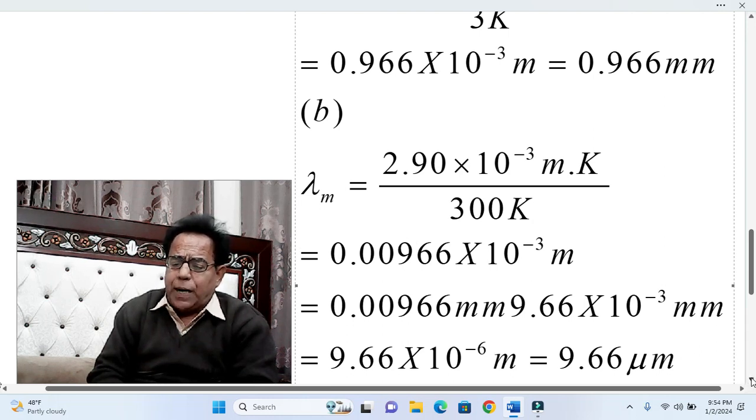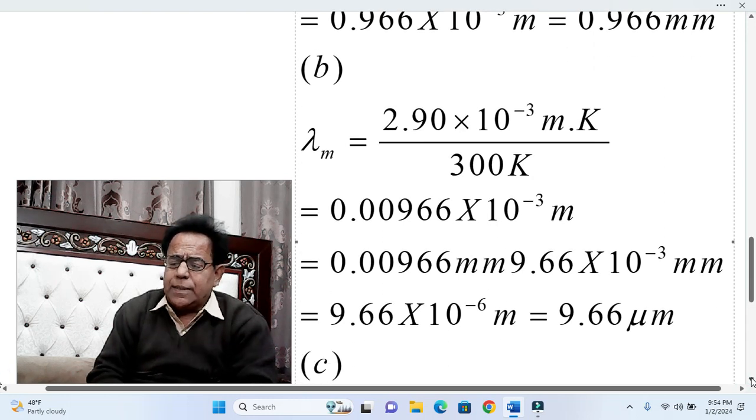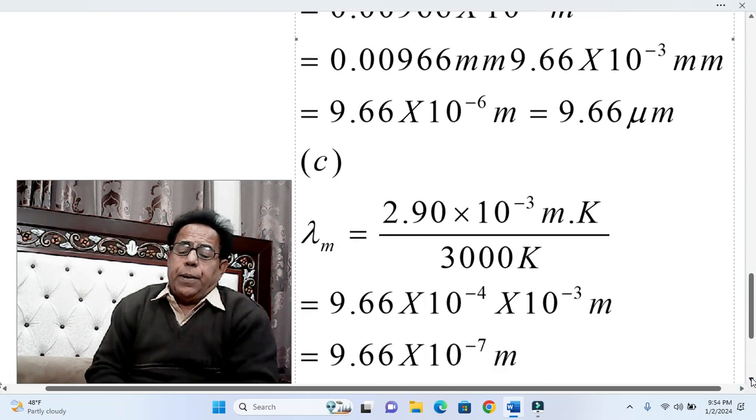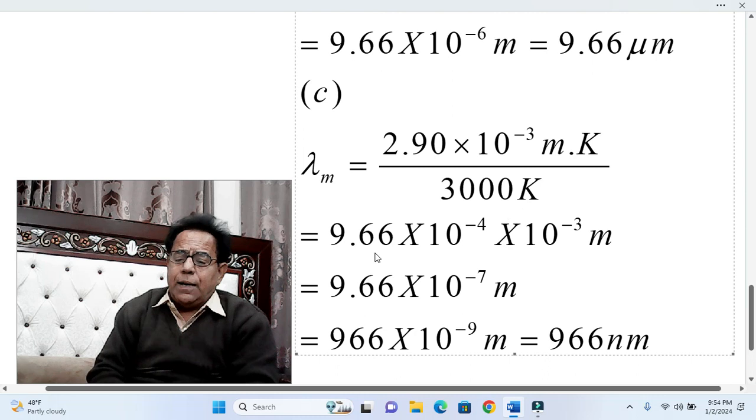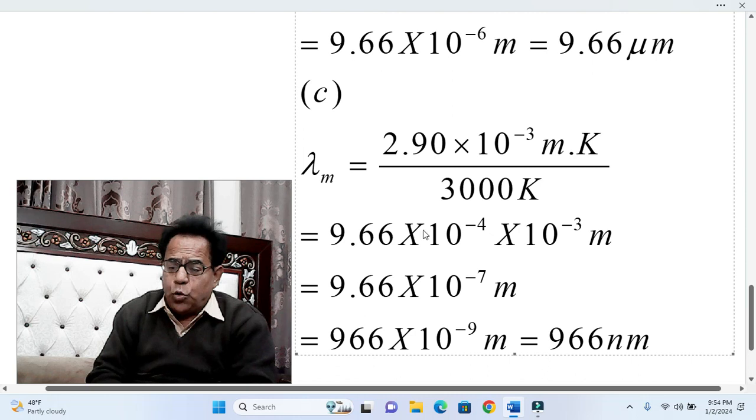Now we move to part C and we see how we come across nano. Okay, part C, maximum wavelength or peak wavelength lambda m becomes equal to 2.90 into 10 raised to the power minus 3 meter Kelvin divided by 3000 Kelvin. Kelvin will be cancelled with Kelvin, and our answer will become 9.66 into 10 raised to the power minus 4, into 10 raised to the power minus 3 meter.